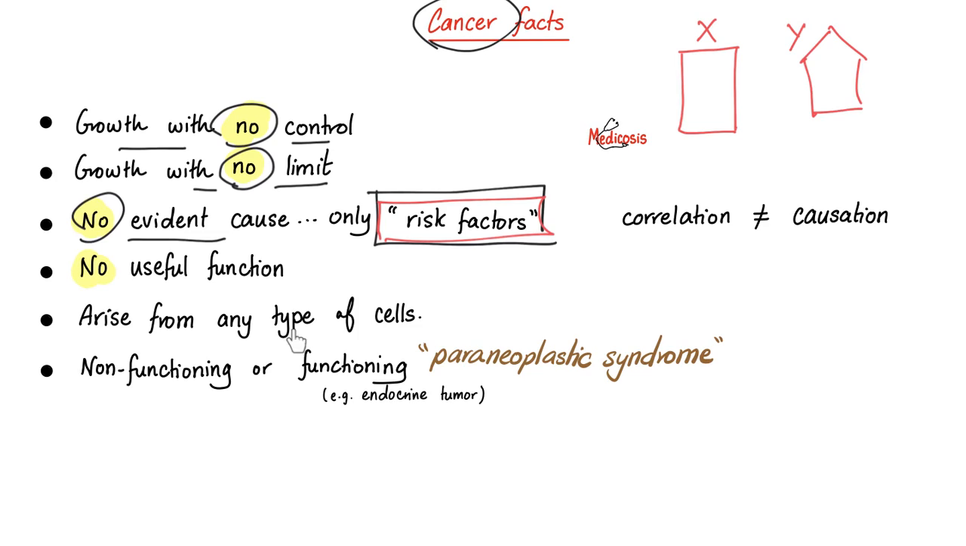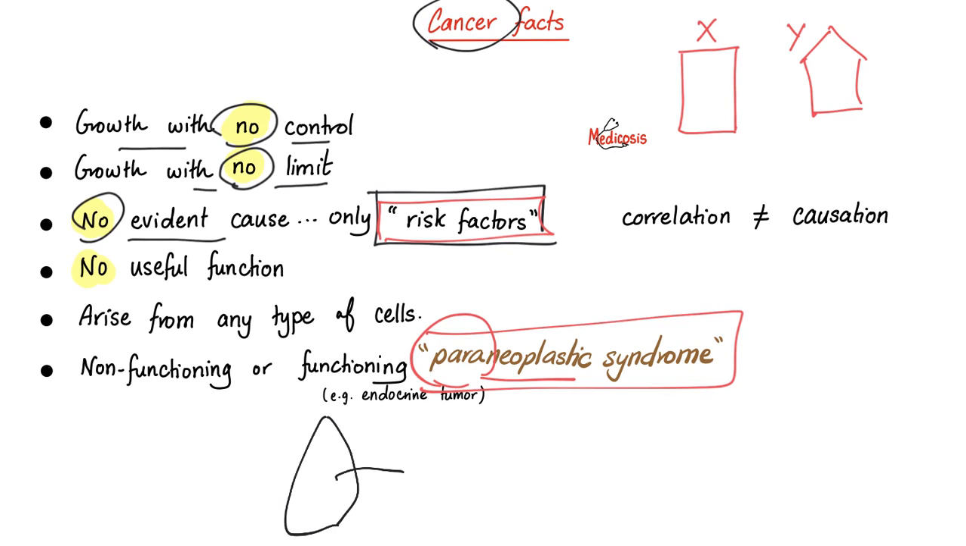Cancer can arise from any type of cells. Some cancers serve no function whatsoever. Other cancers secrete some stuff, and we call this a paraneoplastic syndrome. Para means parallel, neoplasia means tumor. So it is a syndrome that happens parallel to tumors, with tumors. For example, some types of lung cancer secrete hormones like ACTH or ADH.